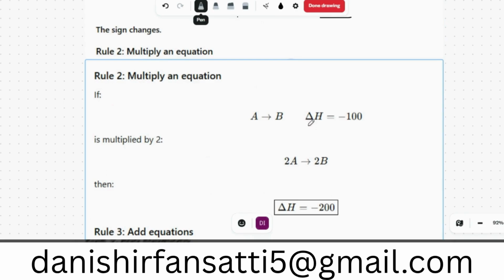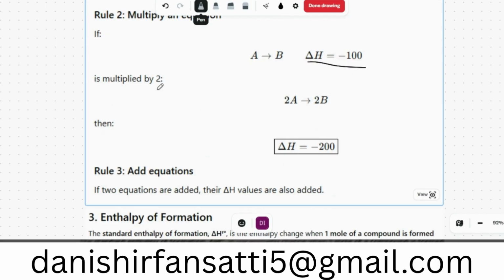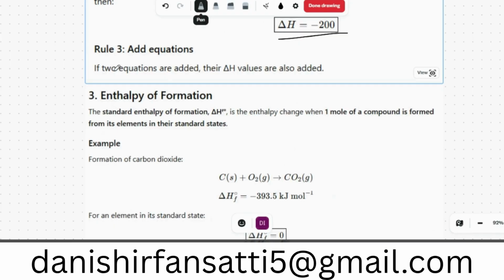Multiply an equation. If A to B has delta H of minus 100, and it is multiplied by 2, so 2A gives 2B, then delta H would be minus 200. We simply multiply it. If two equations are added, their delta H values are also added.